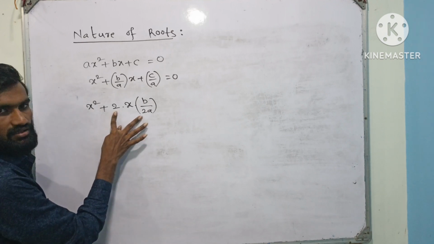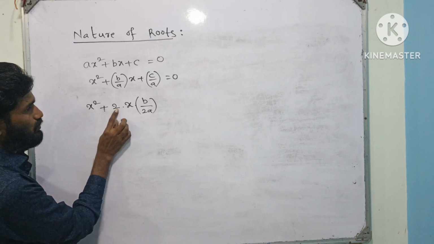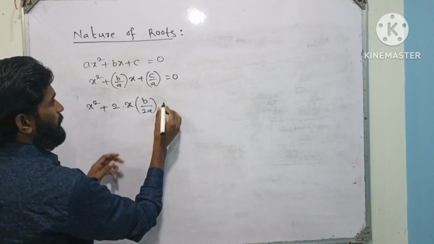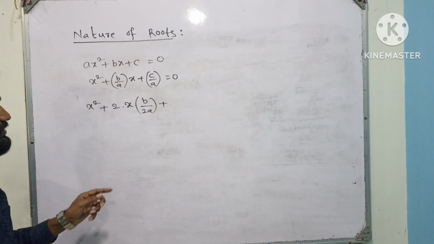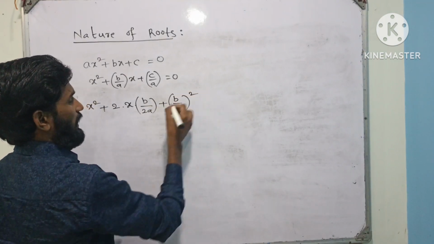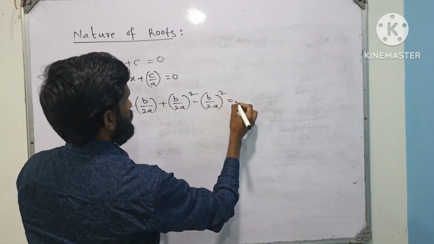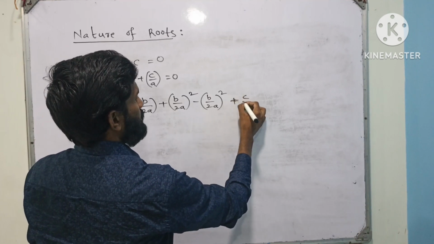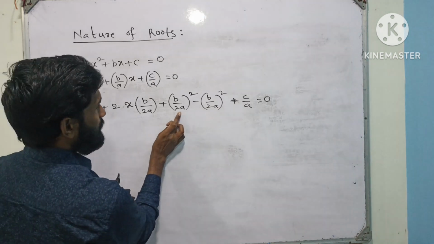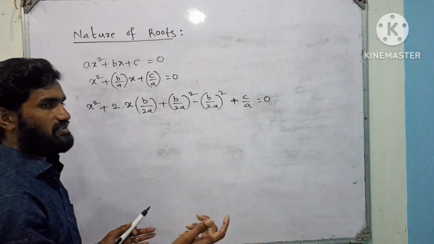Now 2 gets cancelled. What you will get? x into b by a. So this one I have written like this. 2 gets cancelled and x into b by a plus. So here what I am doing, I am adding b by 2a whole square and I am subtracting b by 2a whole square, which is plus c by a is equal to 0. So nothing I did. I have added b by 2a whole square and I have subtracted b by 2a whole square. Why are we doing all these things?